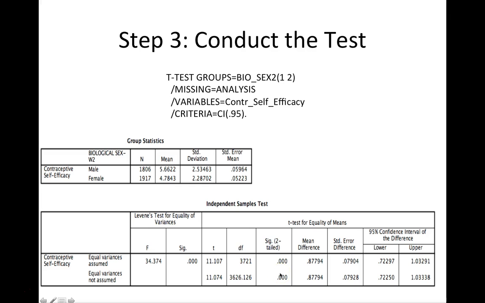SPSS luckily tells us, so we don't have to go to any tables, we don't have to do anything else. What we know here is that p is less than 0.05 and in fact is less than 0.001. That's the best that we can know from a significance value of 0.000.